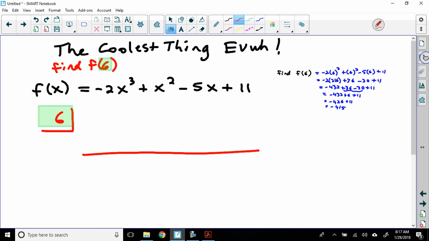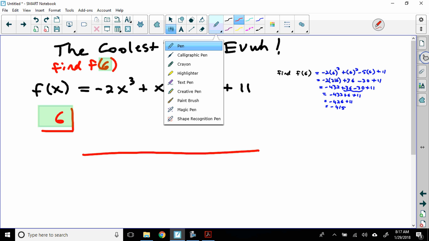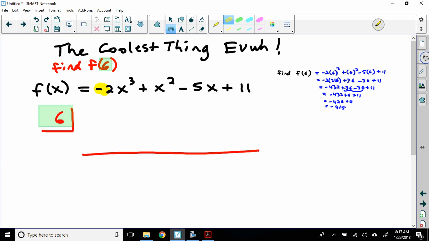Now, this process is awesome because I don't have to square anything. I don't have to cube anything. I don't have to divide. I don't have to subtract. All I got to do is multiply and add. So this negative 2 is going to go right here.